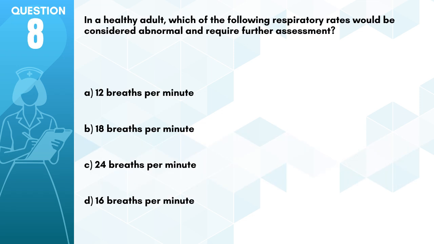Question 8. In a healthy adult, which of the following respiratory rates would be considered abnormal and require further assessment? A. 12 breaths per minute, B. 18 breaths per minute, C. 24 breaths per minute, D. 16 breaths per minute.